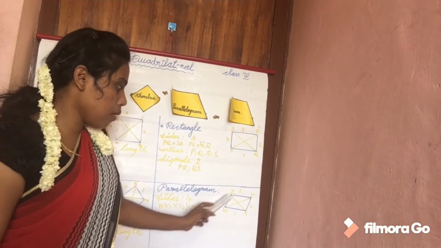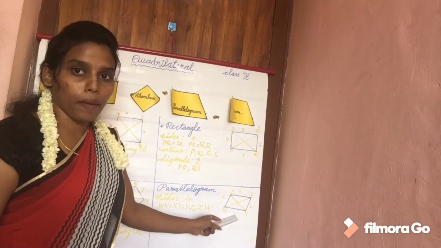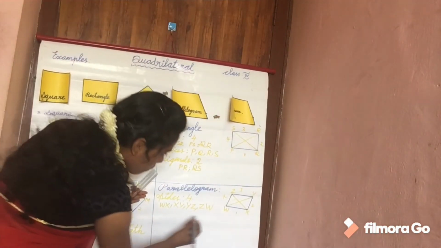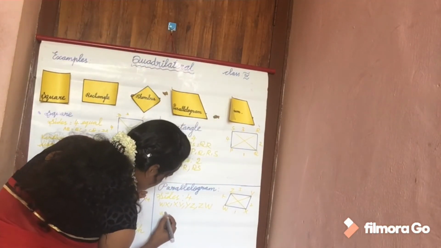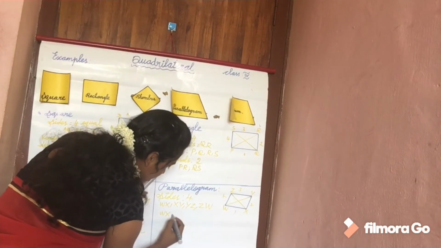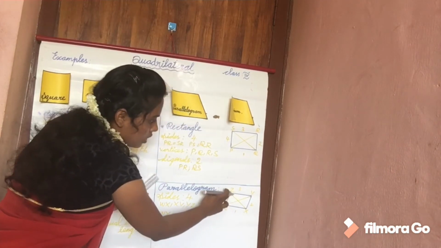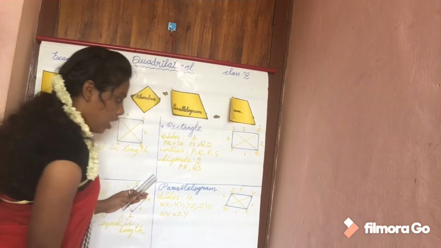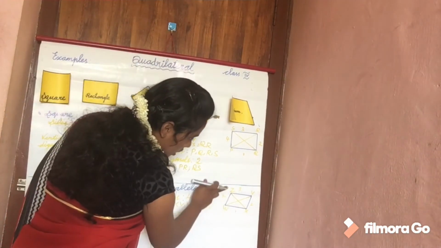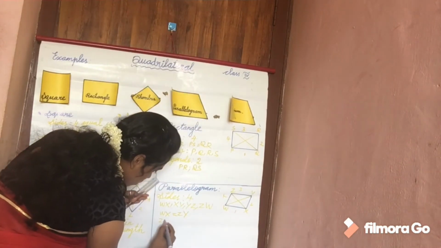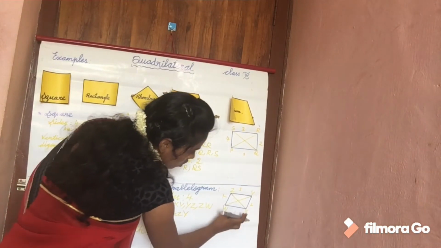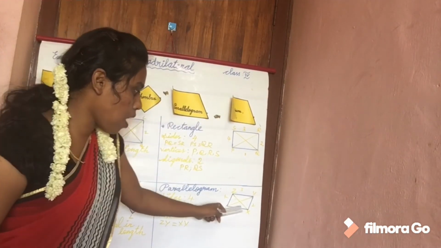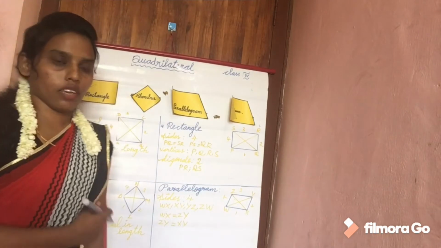But opposite sides are parallel and opposite sides are equal in length. In parallelogram, opposite sides are what? Parallel, and opposite sides are equal in length. So, WX is equal to the opposite side, which is ZY. Next, ZW is equal to XY. Yes, in parallelogram, opposite sides are equal.